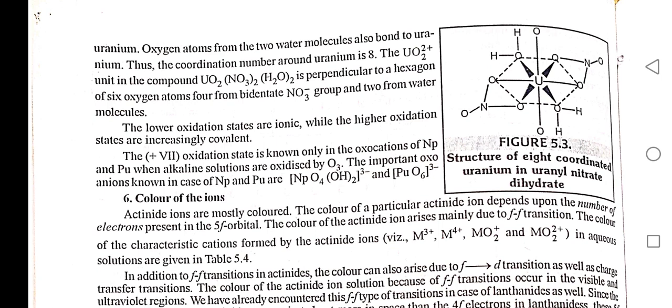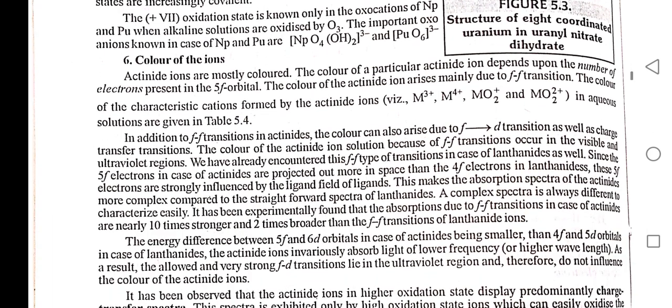6. Color of the ions. Actinide ions are mostly colored. The color of a particular actinide ion depends upon the number of electrons present in the 5f orbitals. The color of an actinide ion arises mainly due to f-f transition. This gives the characteristic color of the cations formed by the actinide ions in aqueous solution.